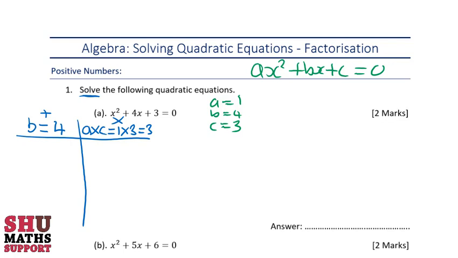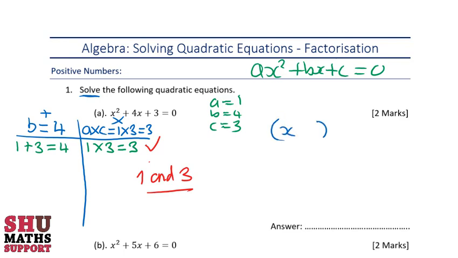So we want two values that add together to equal 4, so let's just start with 1. If we do 1 plus 3, that is equal to 4. And then if we do those same two values multiplied together, we need to get 3. So if we do 1 times 3, that's equal to 3. Cool, so this one works. The numbers we want are 1 and 3. Which means now what we can do is set up our double brackets. So you would have seen these before.